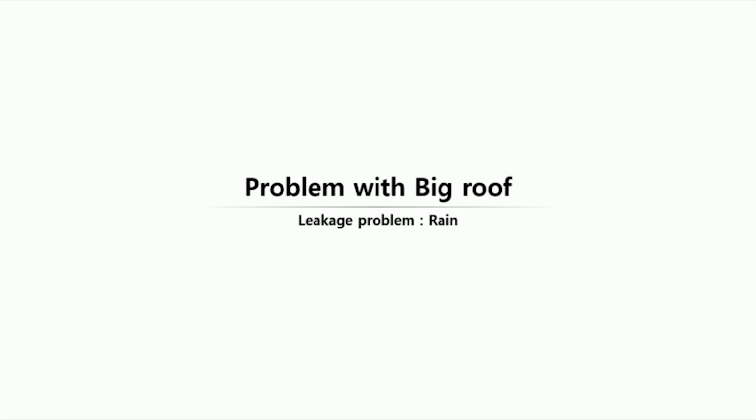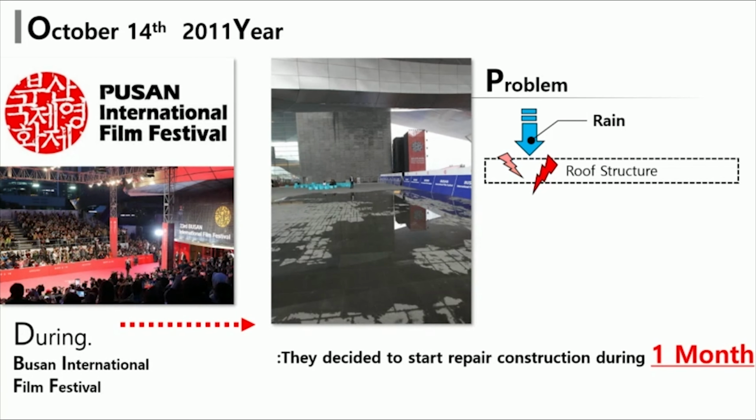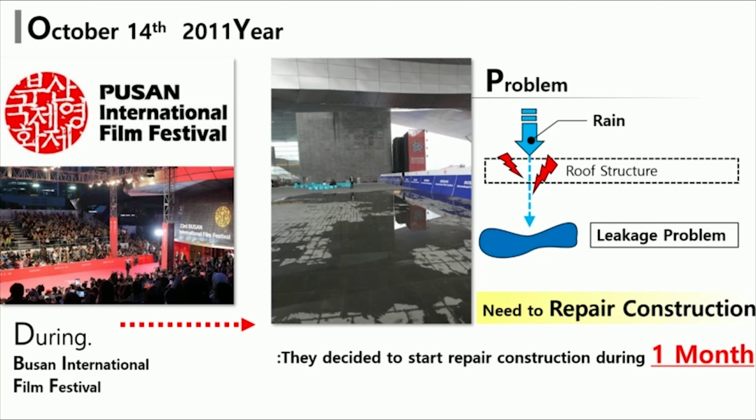And now, I will introduce the problem with the beam loop. At the time of its completion, there was a leak issue in the beam loop. On October 14th, 2011, during the Busan International Film Festival, there was a rain leak in the loop structure, so repair work was needed. So they decided to start repair construction during 1 month.